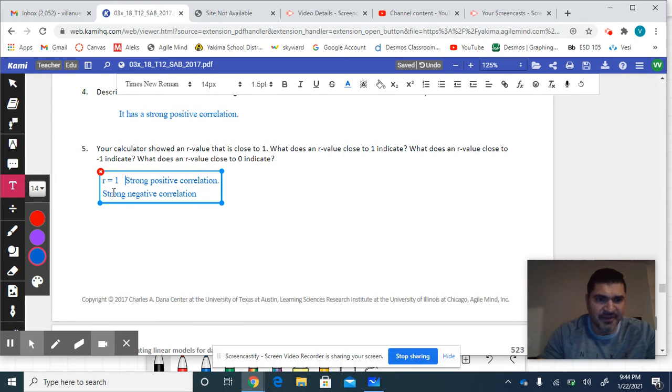Have a strong correlation. This is when R equals -1. Strong negative correlation.